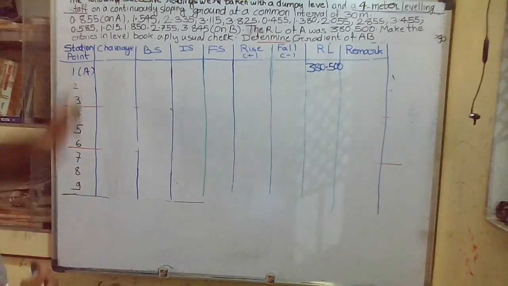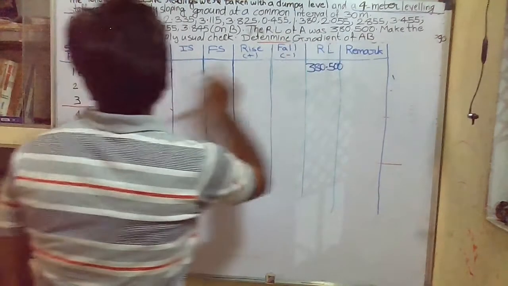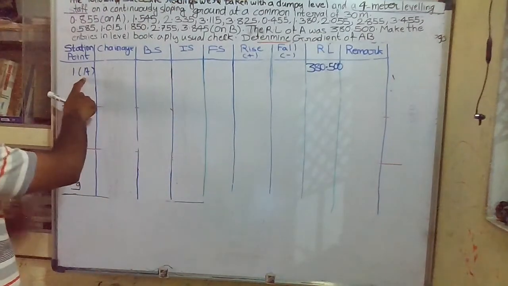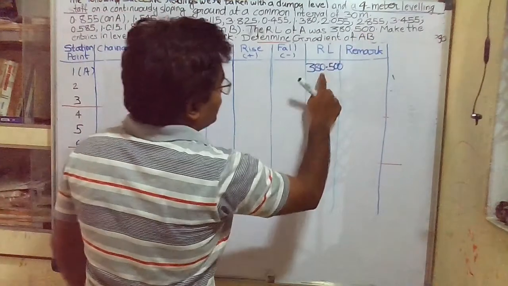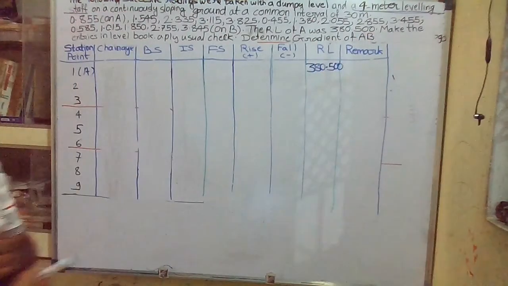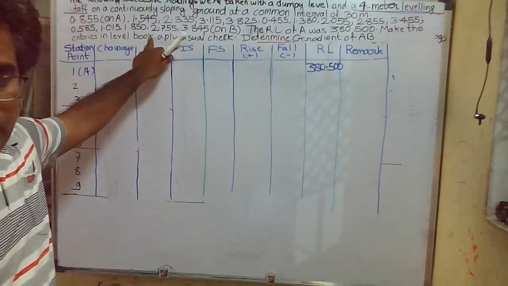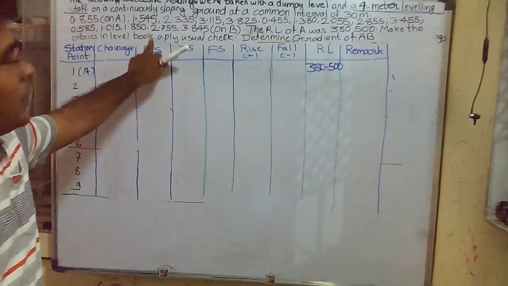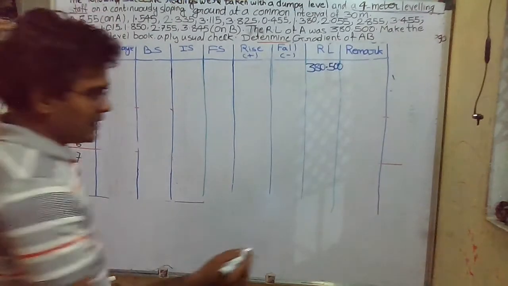And here some readings are given, and it was given that RL of point A, that is the first point, is 380.500. So we have written the RL of the first point 380.500. What we have to do is make the entries in the level book, apply the check, and determine the gradient of AB. What is gradient? Gradient means slope.